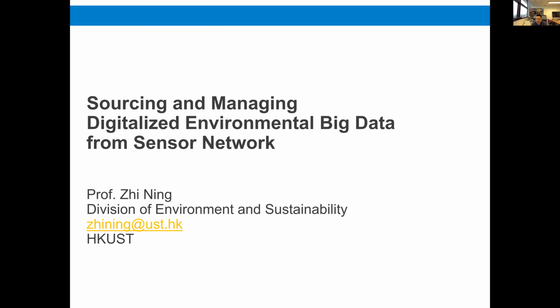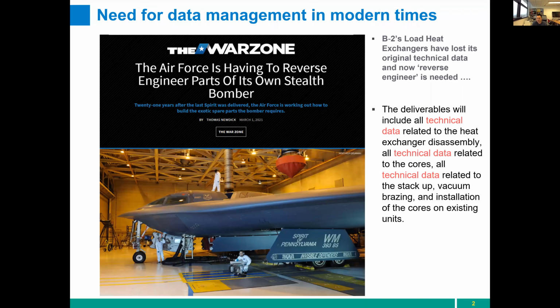Now the first slide is probably to your surprise. Have you seen this one before? This is the B-2 bomber, starting from 1987. It's produced in US. It's a very secret weapon. And just last week, I think, 2 weeks ago, there's an interesting news piece that came out that caught my attention. So what happened? The Air Force in the US, they are having to do the reverse engineer for some of the parts from this B-2 bomber.